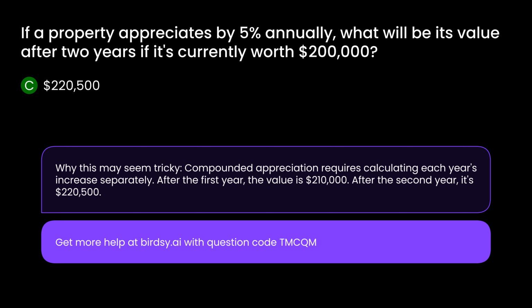Why this may seem tricky. Compounded appreciation requires calculating each year's increase separately. After the first year, the value is $210,000. After the second year, it's $220,500.